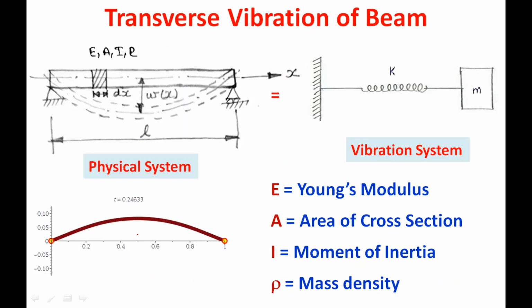For deriving the mathematical model of transverse vibration of a beam, we are going to consider a simply supported beam. In the simply supported beam, the left end has a hinge support and the right end has a roller support. We denote the transverse deflection as W; W of x is the transverse deflection. If you want to study the characteristics of transverse vibration of this beam, what are the characteristics of vibration? Frequency, amplitude and mode shapes.